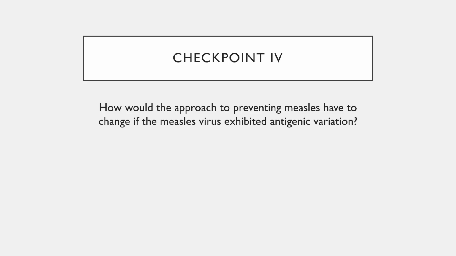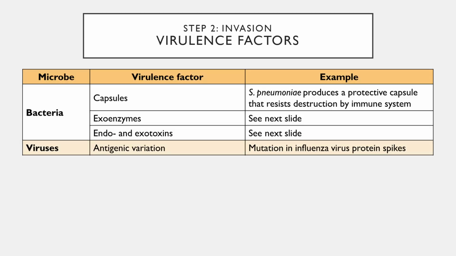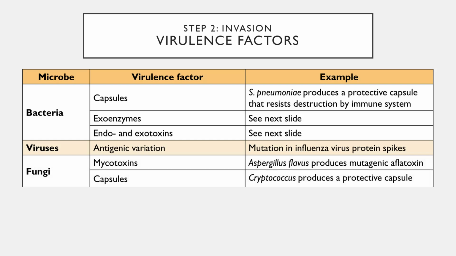So moving on from viruses, fungal pathogens also exhibit virulence factors. They can produce toxins that are called mycotoxins. The prefix myco means fungus. For example, the fungus Aspergillus flavus produces a toxin called aflatoxin, which is mutagenic and can potentially damage the DNA of people who become infected with it or become exposed to it.